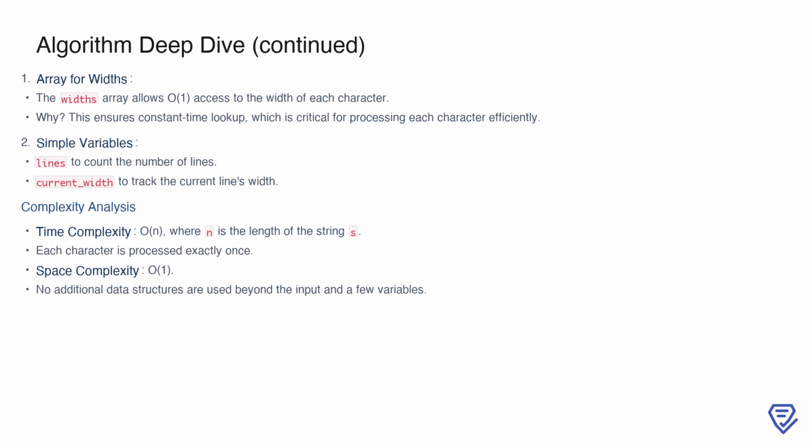In terms of complexity, the time complexity is O(n), where n is the length of the string, as we process each character exactly once. The space complexity is O(1), because we don't use any extra data structures beyond the input and our variables. This makes the solution highly efficient and scalable for larger input sizes.